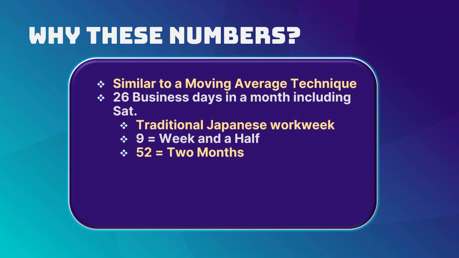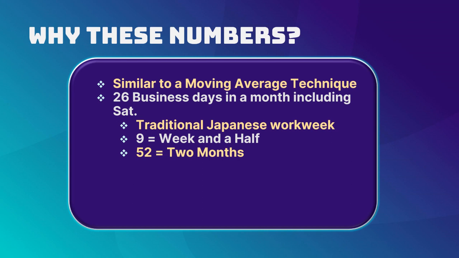And the reason why they selected the numbers they did was that, back in the time that they created this, I'm not sure exactly when it was, that was the traditional Japanese work week. So you had basically 6 days of work and 1 day off. And therefore, 9 days is a week and a half, and 52 days would be 2 months. So that's why the creator came up with those particular numbers when it came to charting rice and other products in the Japanese markets. They were traded on a 6 day basis.